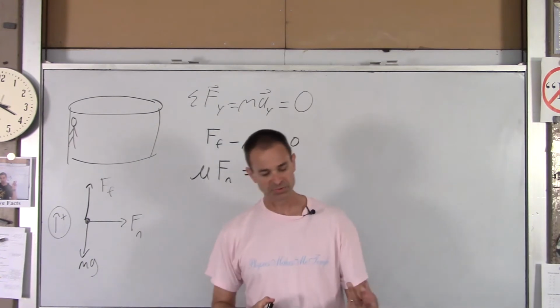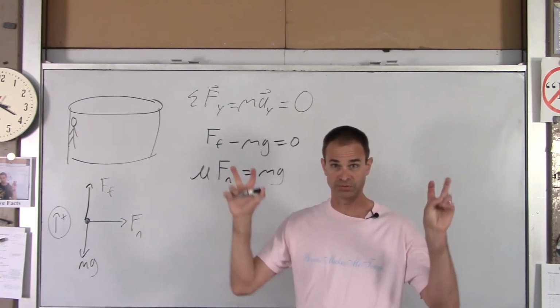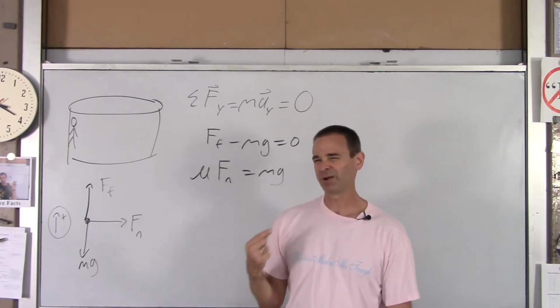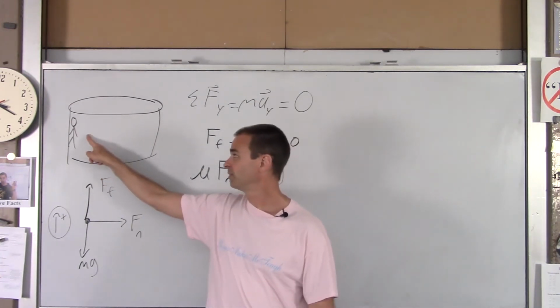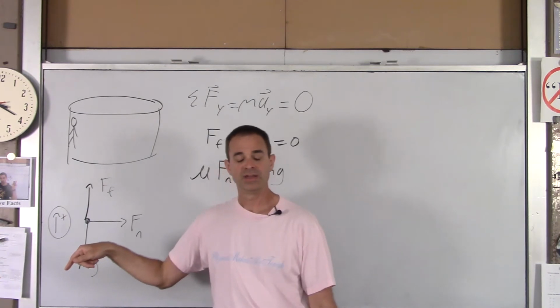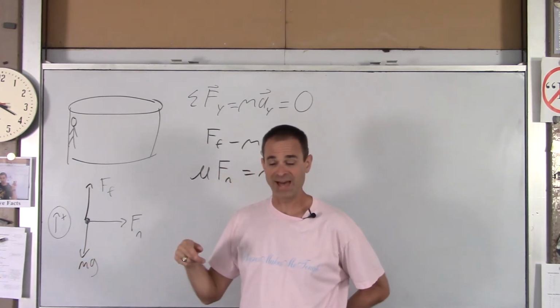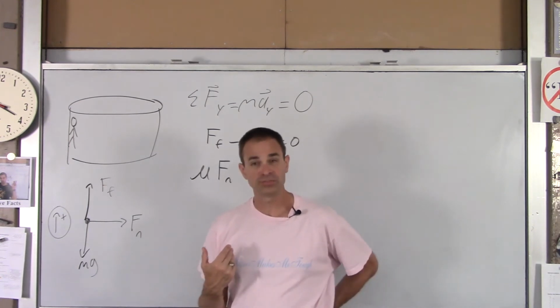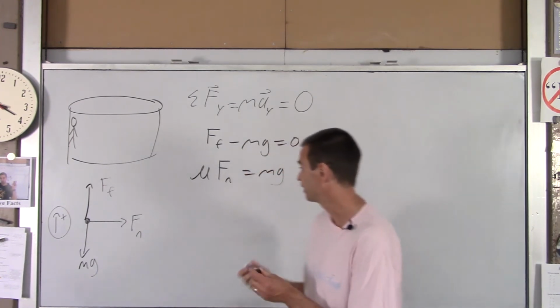Well, a common misnomer is to say, oh, it's kinetic friction because there's motion. Well, there better not be motion. In other words, there better not be relative motion between the passenger and the wall. If there is, that means that passenger is sliding, and that's not good. So it turns out that that passenger is stuck to the wall. So this is static friction.